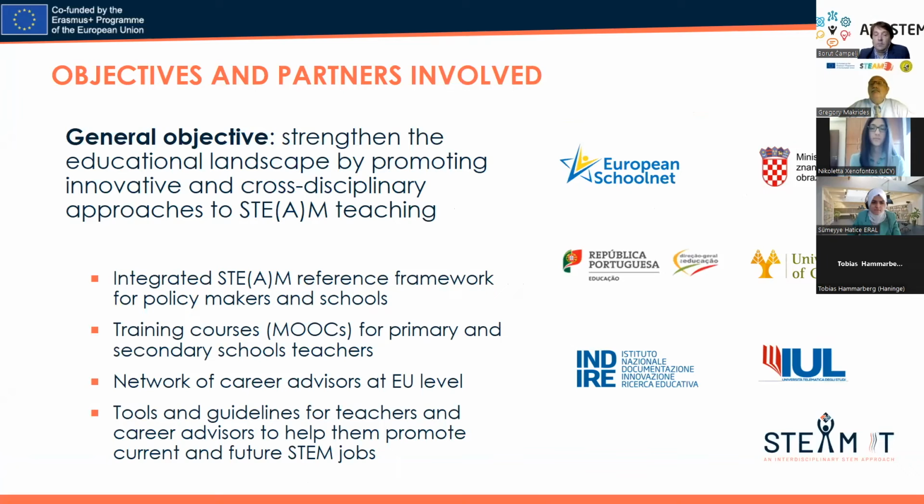So the consortium of this project consists of six partners from Belgium, Portugal, Croatia, Italy, and Cyprus, and the coordinator is the European SchoolNet. The general objective of the project is to strengthen the educational landscape by promoting innovative and cross-disciplinary approaches to STEM teaching. And to achieve this, we developed and tested a framework of reference for integrated STEM education. We train teachers by offering them massive open online courses. We set up a European network of career advisors, and we provided tools and guidelines for the promotion of current and future STEM jobs.